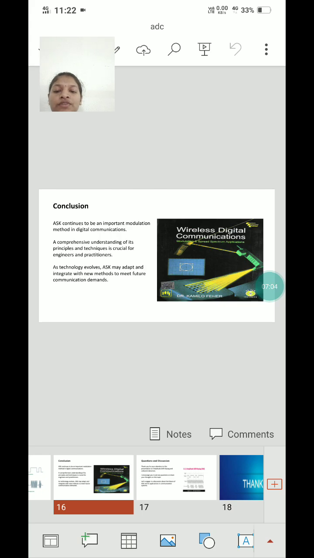Conclusion. Amplitude shift keying continues to be an important modulation method in digital communications. A comprehensive understanding of its principles and techniques is crucial for engineers and practitioners. As technology evolves, amplitude shift keying may adapt and integrate with new methods to meet future communication demands.